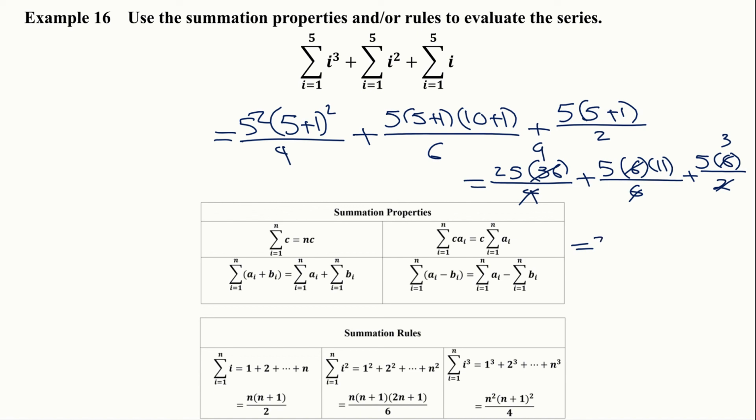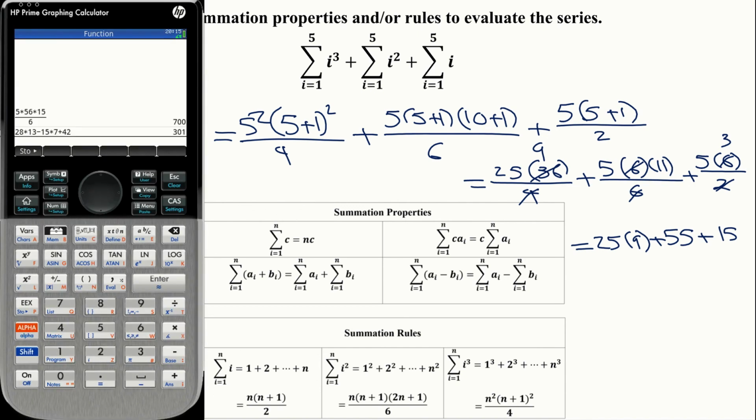So 25 times 9 plus 5 times 11 is 55 plus 5 times 3 is 15. So that's all we have to punch into the calculator. So 25 times 9 plus 55 plus 15. 295.